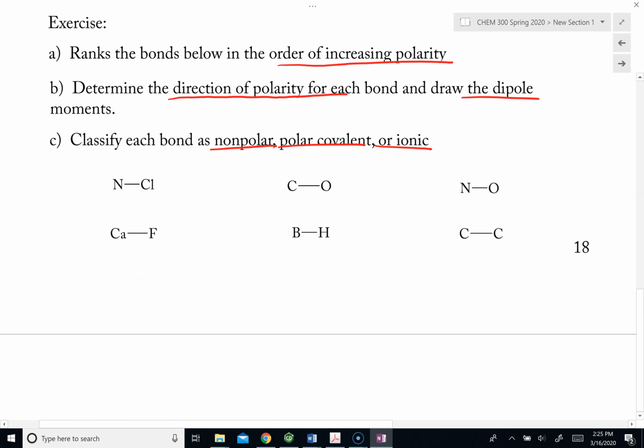So first example, a bond between nitrogen and chlorine. What kind of bond would it be?